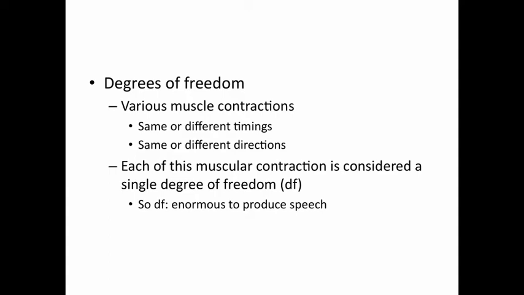Now, the next issue that we talked about is the degrees of freedom. A single muscular contraction that we do to produce any kind of speech is called a degree of freedom. So think about all this muscular contraction that happens, and if I just did every muscular contraction in isolation to produce a particular speech sound, then there's going to be enormous degrees of freedom where the contractions are going to happen at different times or different directions or same directions of contraction. So our goal has to be to decrease the degrees of freedom and not increase the degrees of freedom.